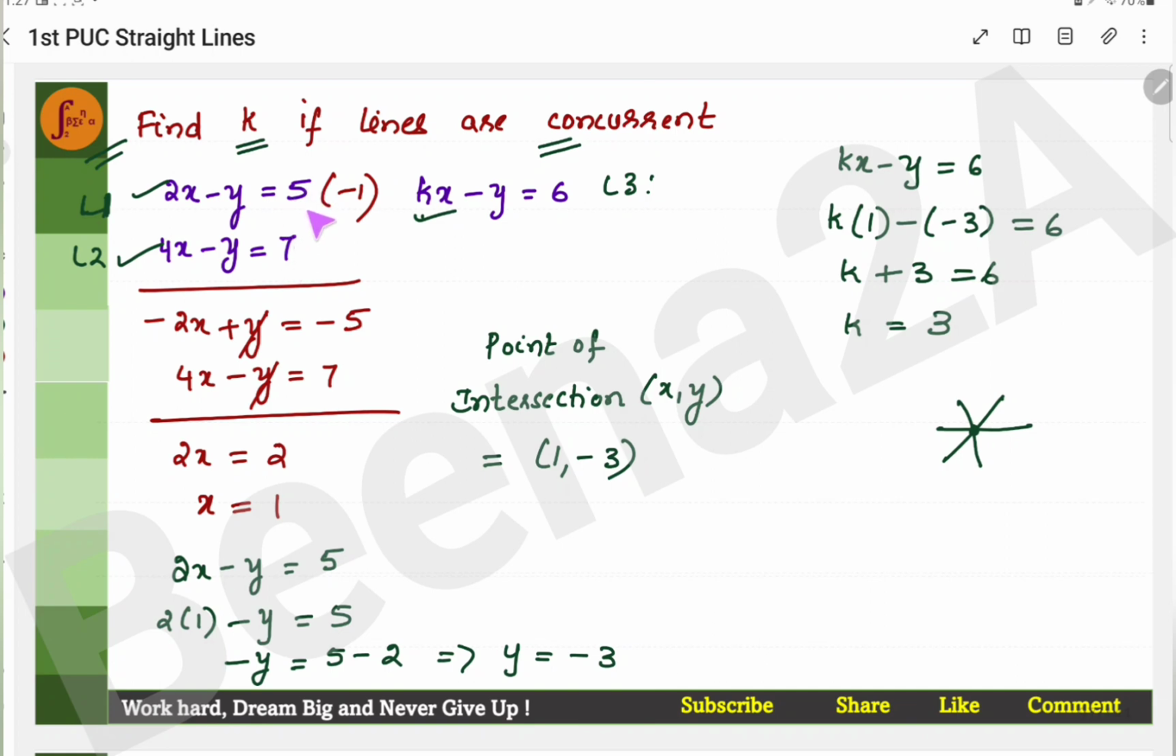So you take these two lines which have no k, right? Take the two lines and find the point of intersection. You get the point of intersection as 1, minus 3. Take this particular point and substitute in this L3. So this is L3: kx minus y is equal to 6. Instead of x, you put 1. Instead of y, you put minus 3. And then you will finally get the value of k. So k is equal to 3. So instead of k, if I put 3, then all three lines will become concurrent. So the value of k is 3.